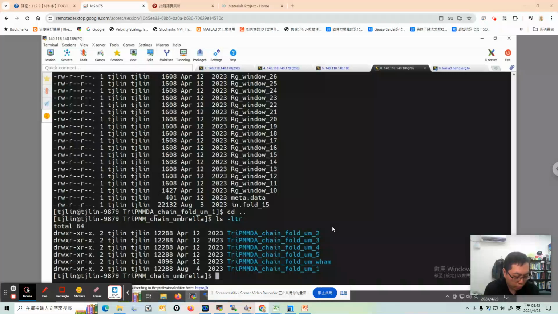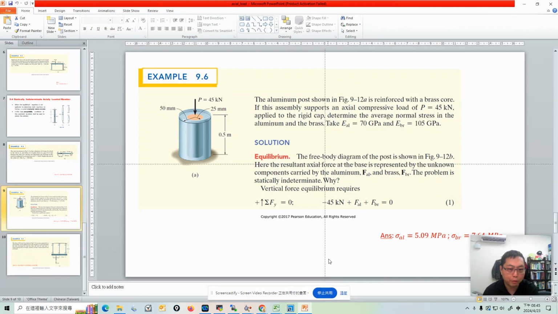Okay, hello everyone. In this video I'm going to show you statically indeterminate problems in axial loading. Here is the second example. In the previous example, you need to find another equation by yourself to solve the problem.